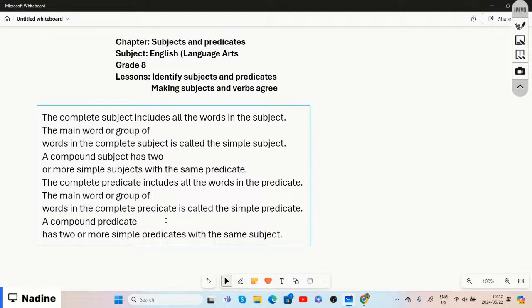So we say that with a predicate, it's almost like it's the verb, and then it's all the other words that also come with that. It's the main word or the group of words in the complete predicate, and it is called the simple predicate.